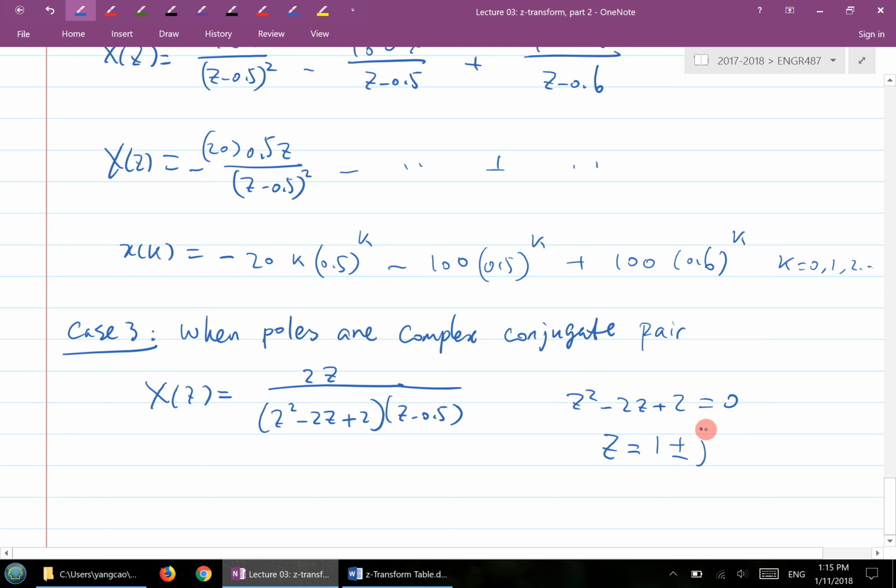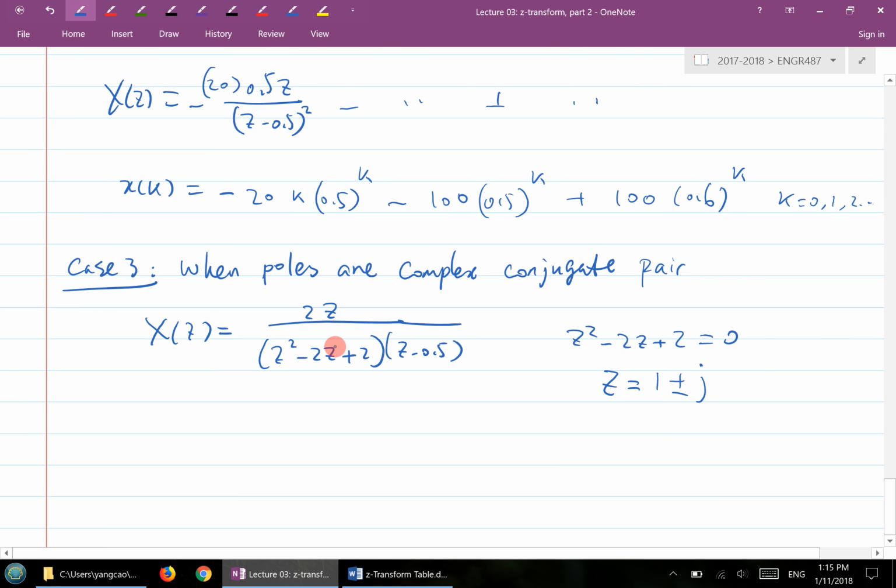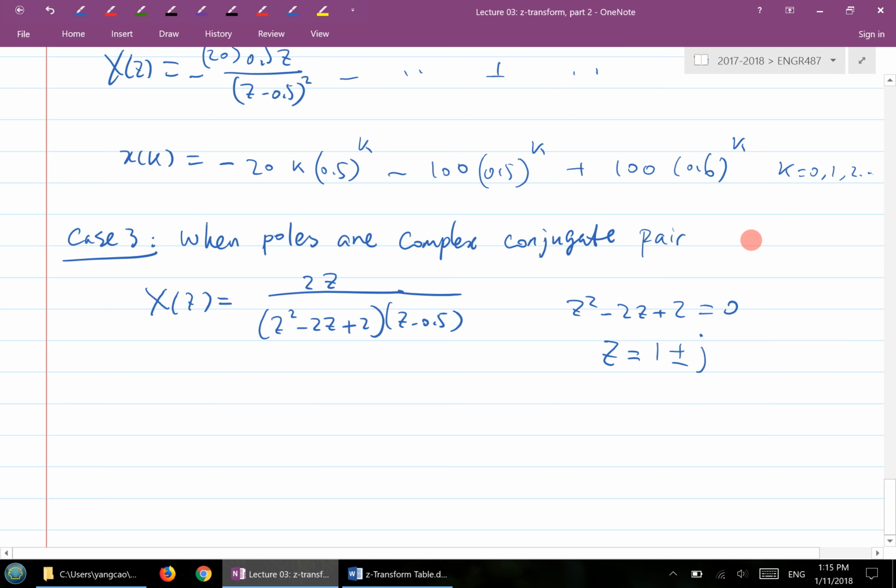When you set a quadratic term to 0 and there's no real solution, the complex conjugate poles always appear in a pair. Basically, one is positive and one is negative, one on top and one on the bottom of the complex plane. That's what we mean for this case. Now, to solve this kind of inverse Z transform, there are a few different methods, but I'll present the one I think is the easiest.